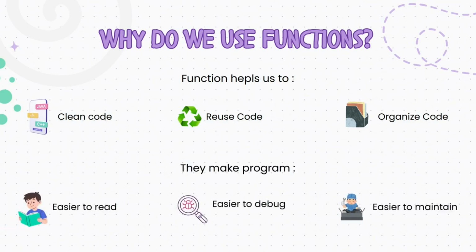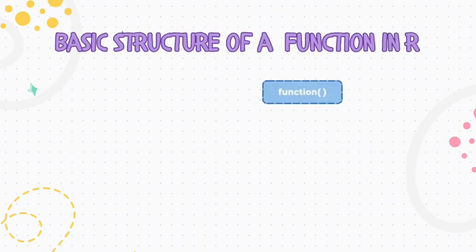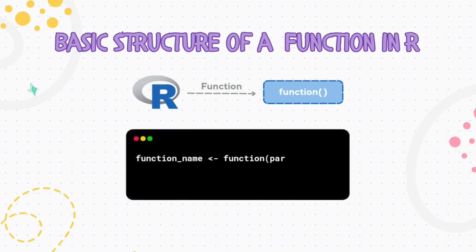So, now that we know why we use functions, let's get to know the basic structure of a function inside of R. Inside of R, functions are created using the function keyword. In order to create a function, you first write the function name and then assign it a function body with the help of the arrow operator. After using the arrow operator, you use the function keyword to let R know that this variable is going to be a function.